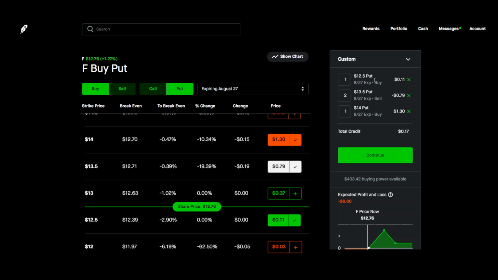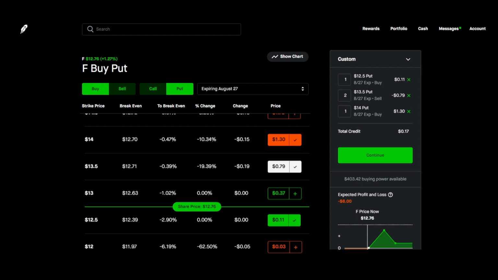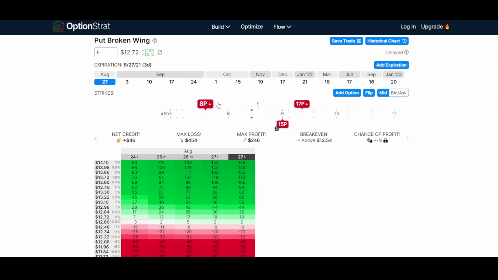So you can see right here, there's a buy here and a buy here. On OptionStrat, the one that you buy is on top, and the one that we sell is on bottom. You see the 2 right there for the 2 that we sold. So we'll do top to bottom. We bought a put at 12.5. The top ones are buy, so 12.5.